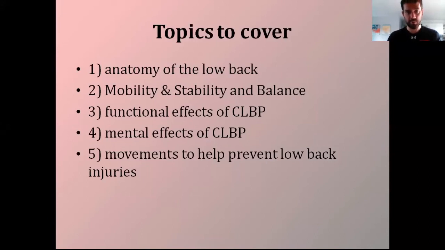Then we're going to chat a little bit about mobility and stability as well as balance. So this is all relating to how our body as a whole, different regions are meant to be a little bit more mobile and other regions are meant to be a little bit more stable. And where we're looking at is the low back, the lumbar region of the spine, that's meant to be a little bit more stable in our body.